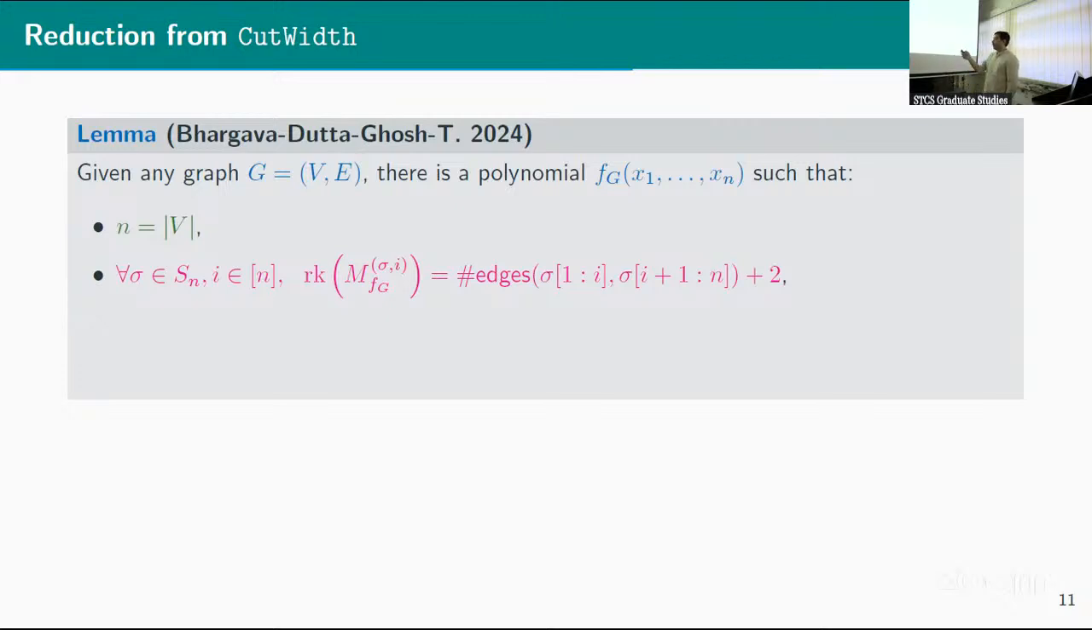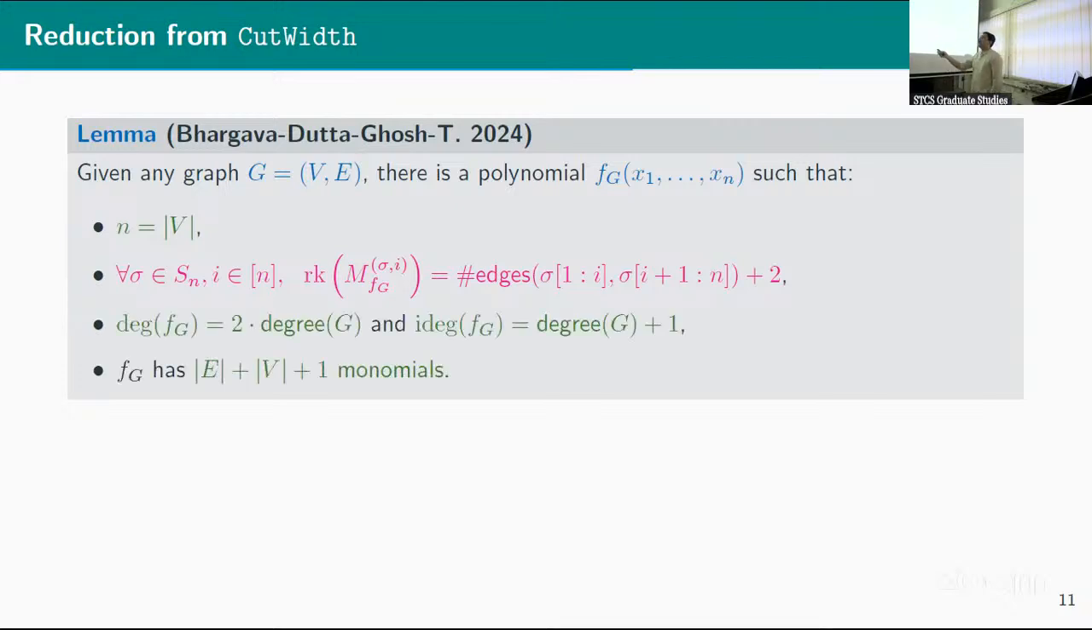Furthermore, this polynomial is simple in more than one way. The total degree of the polynomial is at most twice the degree of the graph. And the individual degree of the polynomial you can bring down all the way to the degree of the graph plus 1. So if you give me a constant degree graph, I'll give you a constant total degree polynomial. If you give me a 4-regular graph, I'll give you a multiquadratic polynomial, and the individual degree will be like 5.